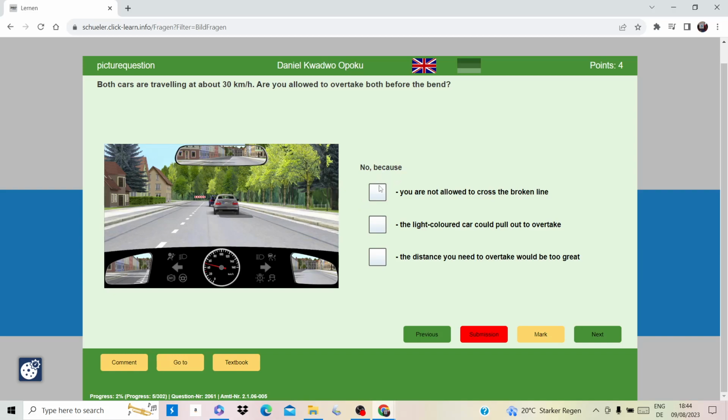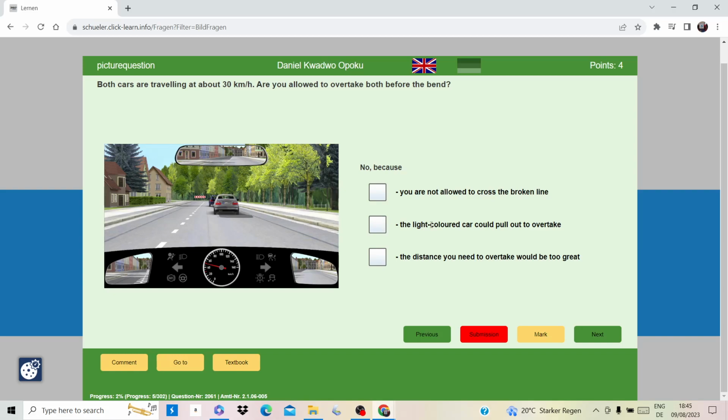So here, no, because you are not allowed to cross the broken line. This is even wrong. I'm allowed to cross the broken line. However, because of the bend, I'm not going to overtake them. Okay, so this answer is wrong.